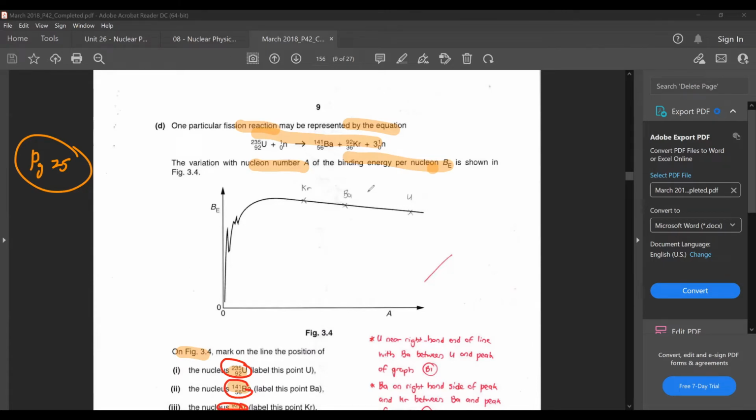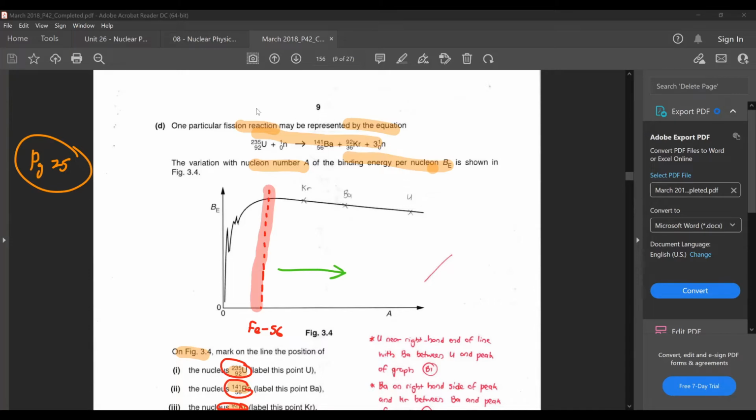So I mentioned to you that for that graph, the peak always belongs to ferrum 56. So anything with a nucleon number more than 56 must be on the right side. Okay, you can just think of the 56 as being your reference point on this graph. Anything with nucleon number less than 56, it will be on the left hand side. But anything with a nucleon number more than 56, it will definitely be on the right hand side.